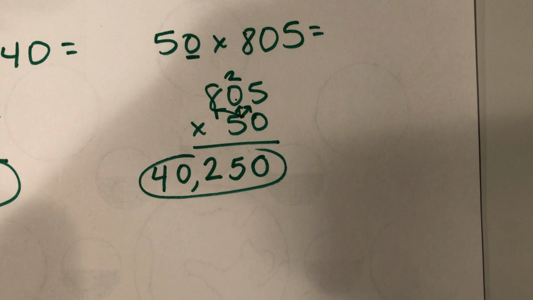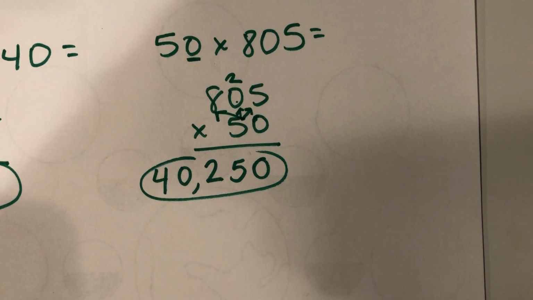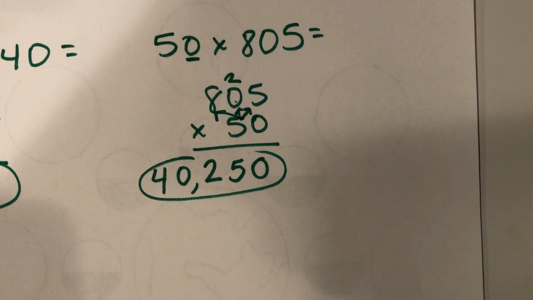40,250. All right, so what you're going to do after this, you have a little versatile sheet to do some practicing on these kinds of problems.